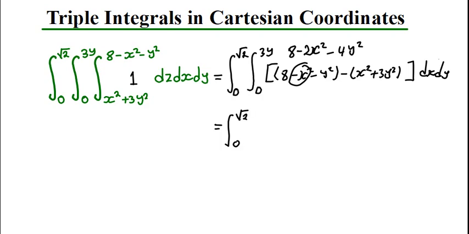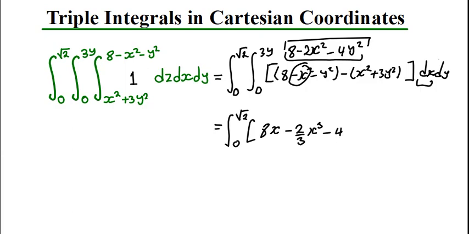Since this has become our integrand, you can go ahead and integrate it with respect to x, then evaluate. When you integrate with respect to x, you're going to get 8x minus 2 over 3 x to the power 3, minus 4y squared x. Since 4y squared is a constant, we just multiply by x. Evaluate from 0 to 3y, and you just remain with dy here.